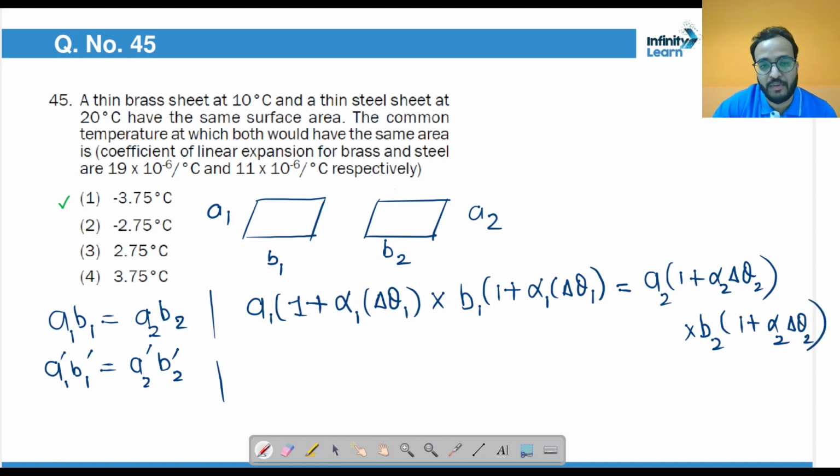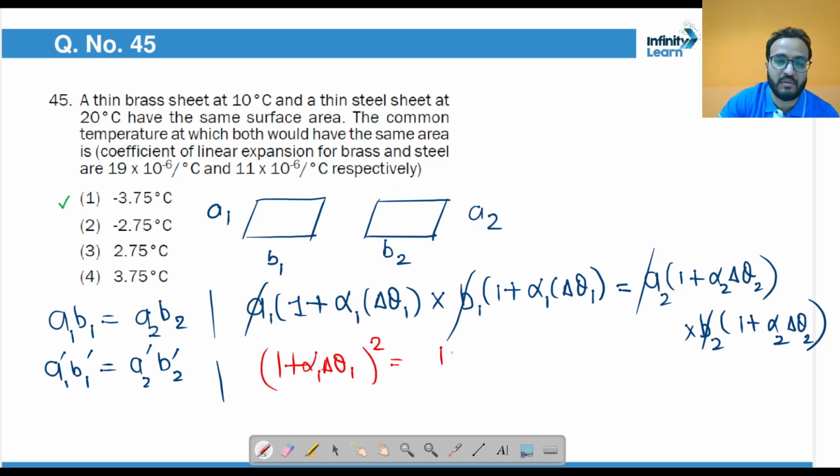So a1 b1 and a2 b2, the products, will get cancelled, right? So we can say 1 plus alpha 1 delta theta 1 whole square must be equal to 1 plus alpha 2 delta theta 2 whole square. Now we can take under root, no problem, 1 will get cancelled out. So final answer will be alpha 1 is how much? 19 into 10 to the power minus 6.